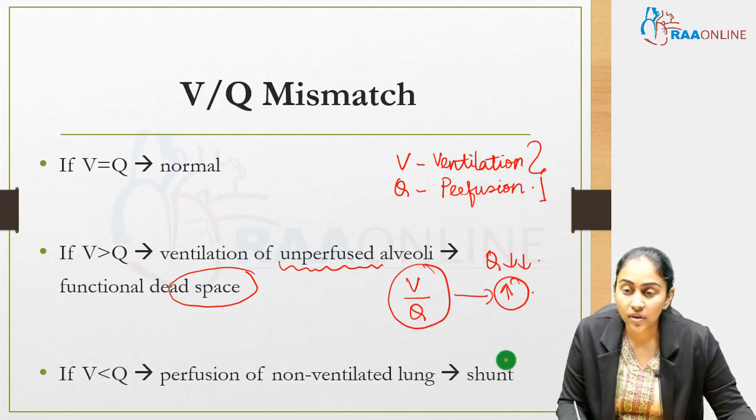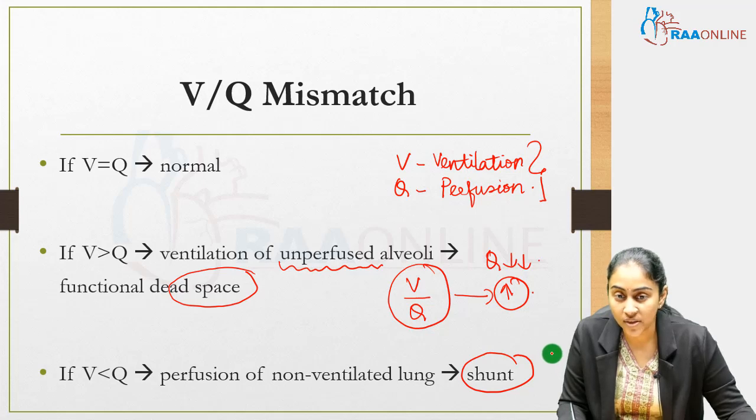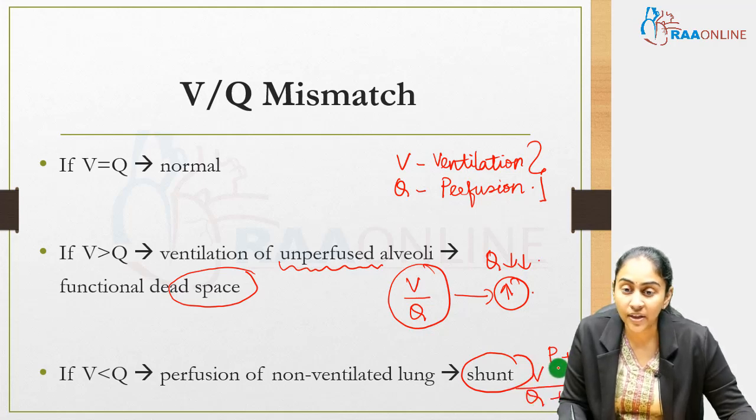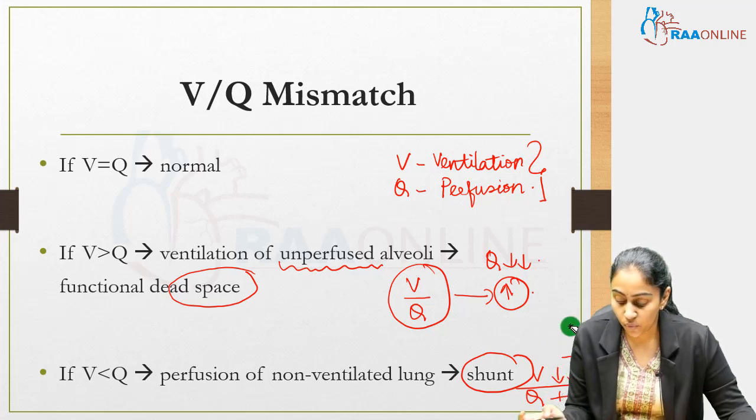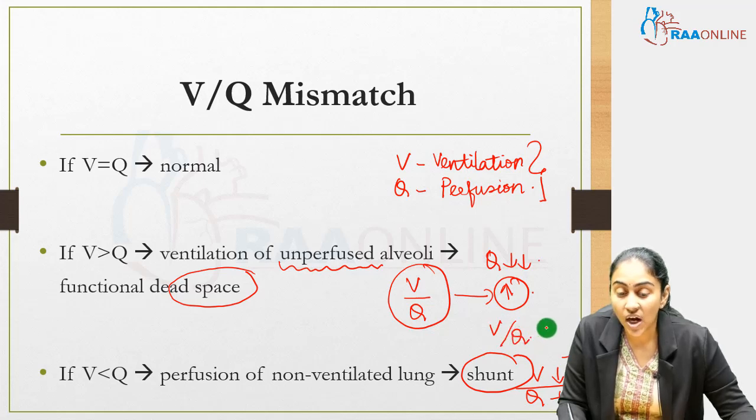Now, whenever shunt physiology is being discussed in a question, it means the opposite. There is perfusion happening, so Q is there, but the perfusion is happening to a non-ventilated lung. Therefore, what happens to the VQ ratio in shunt physiology? The VQ ratio is going to be decreased.